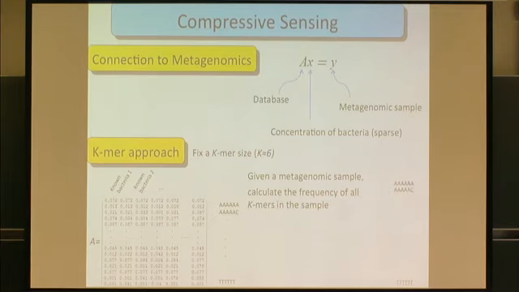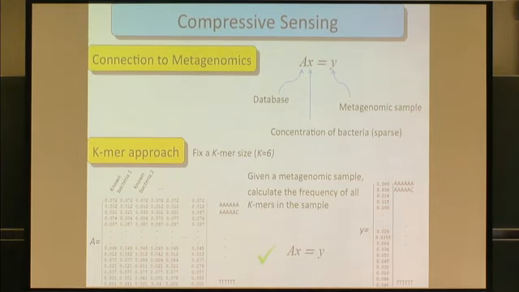If you do this, so y is your frequency of Kmers in your sample, then Ax equals y under moderately acceptable suppositions. Okay, so we've been able to fit the metagenomic problem that we're trying to do, that is estimate concentration of bacteria, into the compressive sensing framework.